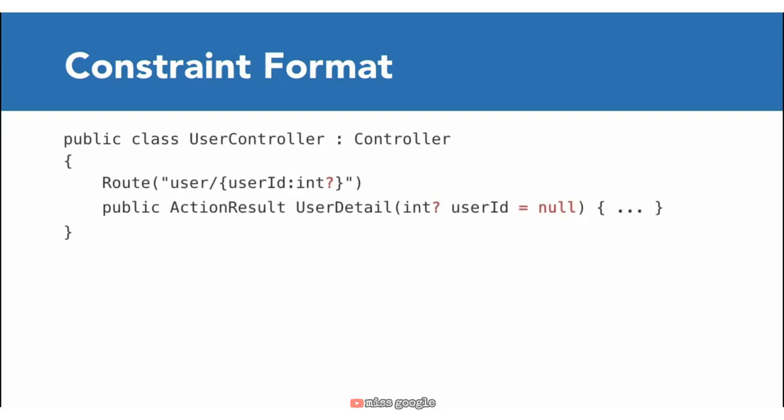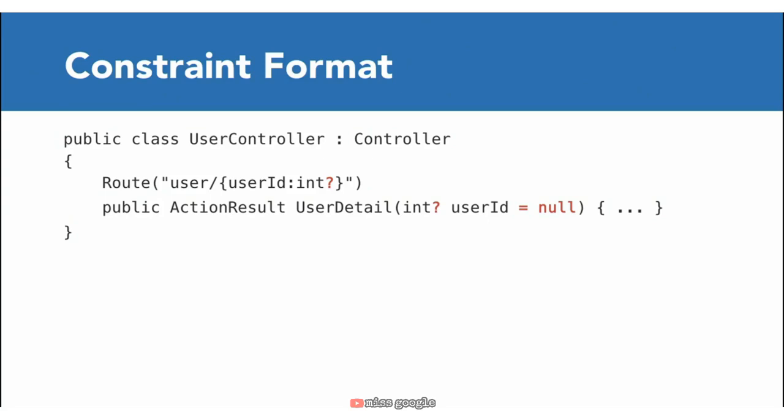If you'd like to indicate that a parameter is optional, you can simply use a question mark after its name or after the constraint name that you've applied to it. You'll also want to make sure that the matching parameter on your action method allows either an empty or null value. For example, in this case, I've changed the integer to a nullable integer, and I've defaulted it to a null value.